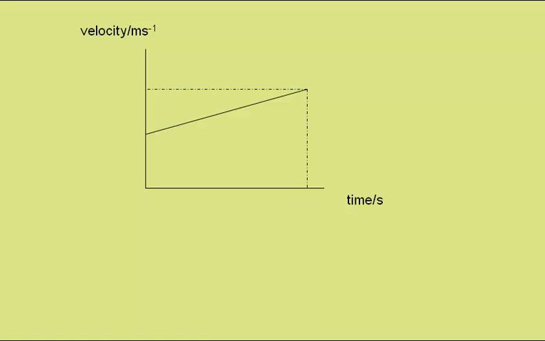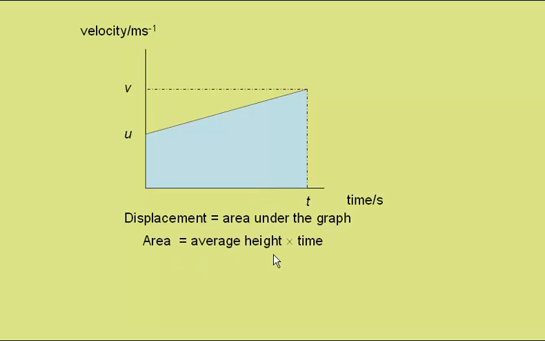For the next equation, I'll use this simple velocity time graph. Putting our symbols on, here we have the initial velocity U, the final velocity V, and the time T. Now, displacement is equal to the area under a velocity time graph, this area here. And we can find this as the average height of this shape multiplied by the time. The average height is U plus V over 2 multiplied by the time. This gives our second equation, which I'll call equation 2.